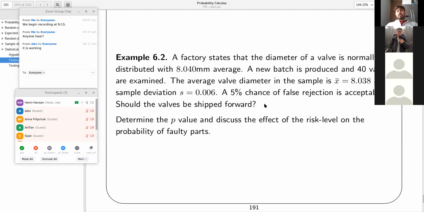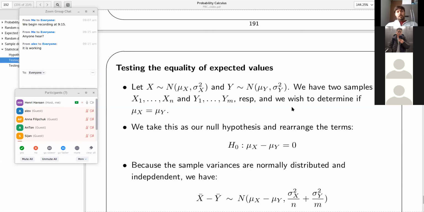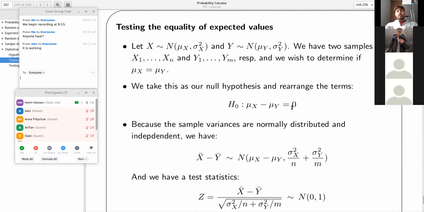So the factory example had a 5% chance that it should be shipped forward. We calculated that a little bit by hand. Now, equality of expected values. There are some things that we have to discuss.